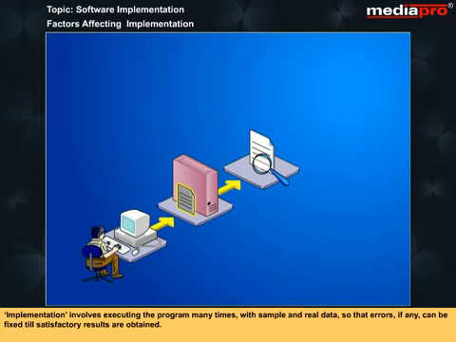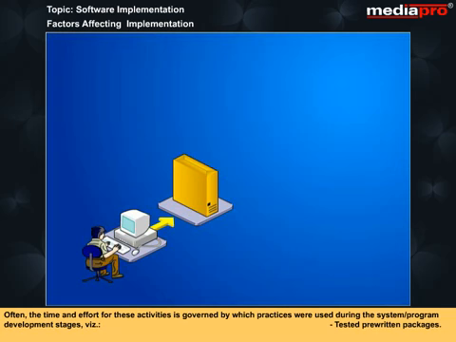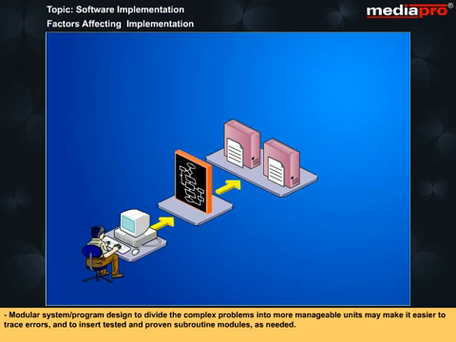Implementation involves executing the program many times with sample and real data so that errors, if any, can be fixed till satisfactory results are obtained. Often, the time and effort for these activities is governed by which practices were used during the system or program development stages. That is, tested pre-written packages, modular system or program design to divide the complex problems into more manageable units may make it easier to trace errors and to insert tested and proven subroutine modules as needed.